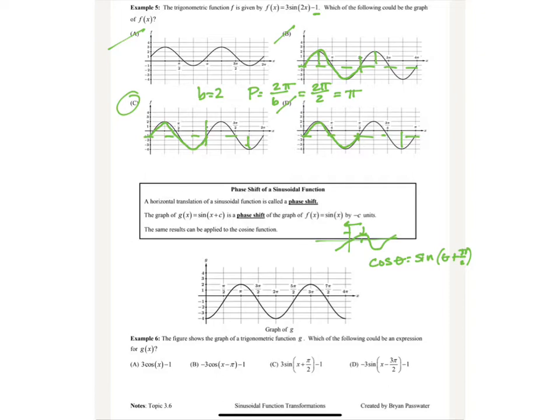Okay, let's look at example 6. It says the figure shows a graph of trigonometric function g. Which of the following could be an expression of g of x? Okay, g of x. First, let's find the what, Truett? What do you want to find first? The amplitude. What did you say the amplitude is?